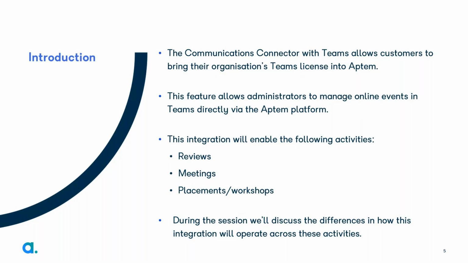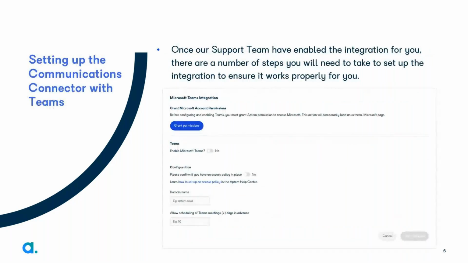But firstly, we're just going to look at the setup of the connector with Microsoft Teams, just to take you through how you would go about getting this set up. So the first thing you'll need to do is ask our support team to enable the integration for you. So once you've got your package and your add-on sorted out, you can ask our support team to enable the integration. And then you'll see this page, which I've got on screen at the moment.